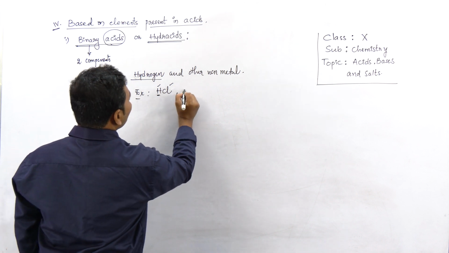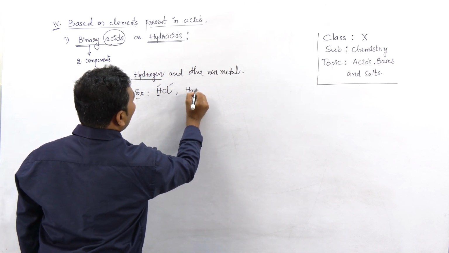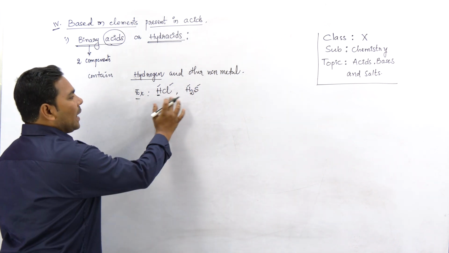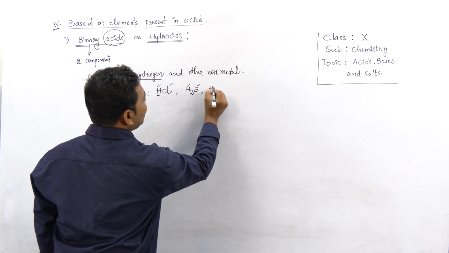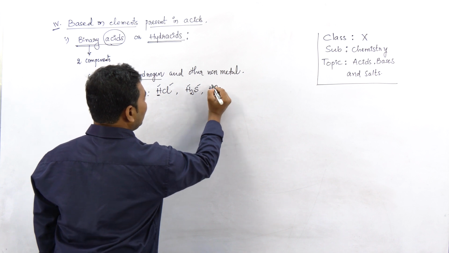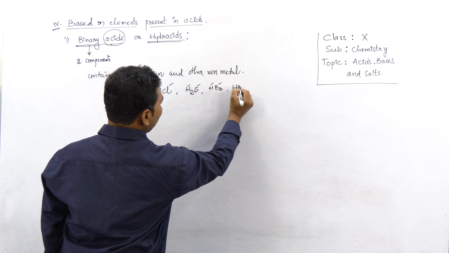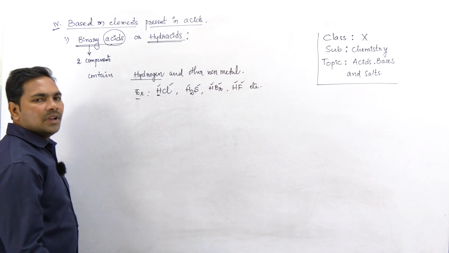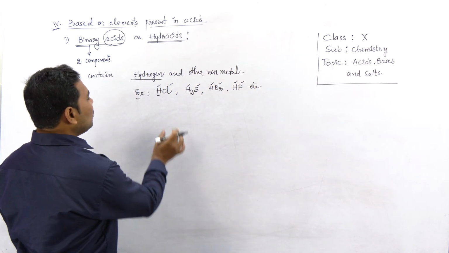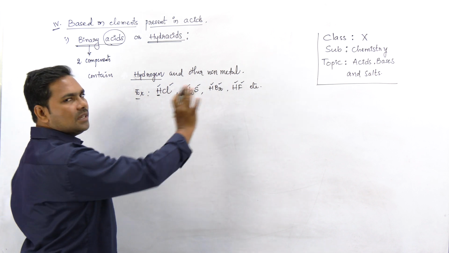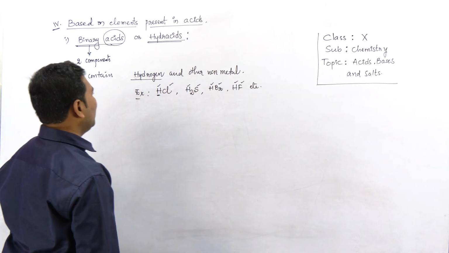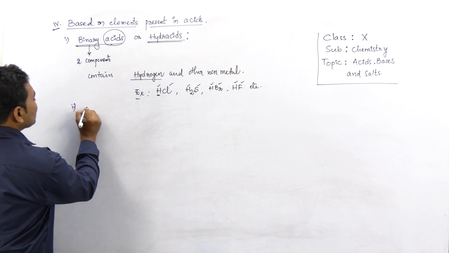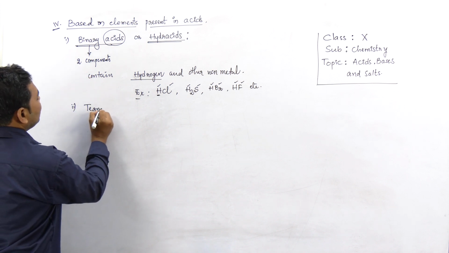Let's say H2S, hydrogen sulfide, we have hydrogen and sulfur. Likewise HBr, hydrogen bromide, hydrogen and bromine, HF, hydrogen and fluorine, etc. are the examples of binary acids. They contain only two elements. One is hydrogen, the second one is any other non-metal. Now the second type in this category is ternary acids.